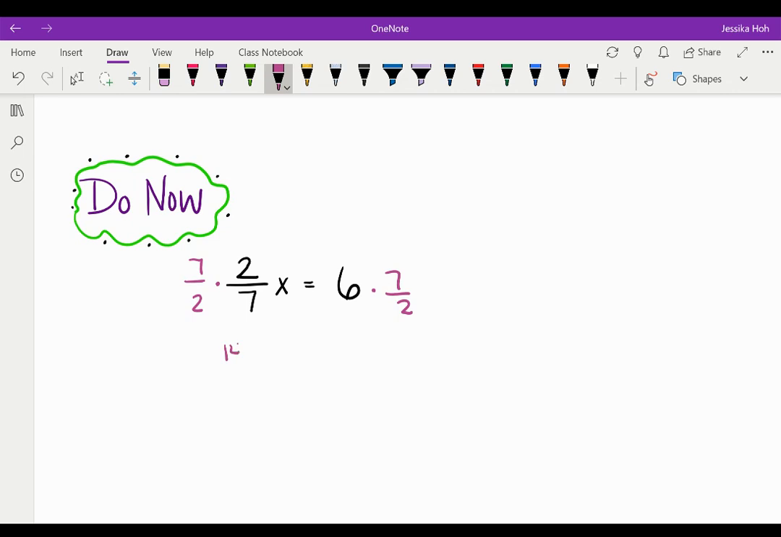So this gives me 14 over 14x equals 42 over 2. 14 over 14x equals just x, and 42 divided by 2 is 21.